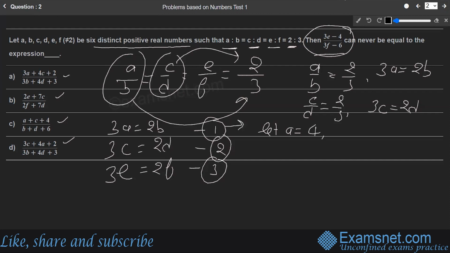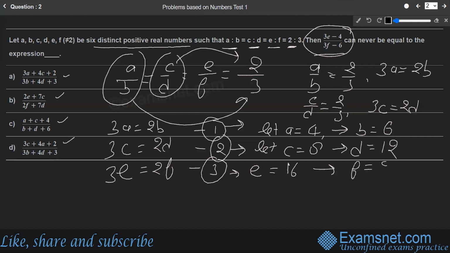If we use equation number 1, 3A is equal to 12, so B is equal to 6. Similarly, let's say C is equal to 8. From equation number 2, 3C is 24, and 24 is equal to 2D, that means D is equal to 24 by 2, that is 12. Similarly, in the third case, let's assume E is equal to 16. Then from the equation, the F value is 3 into 16, which is 48, divided by 2, which is 24. So we find the F value as 24.